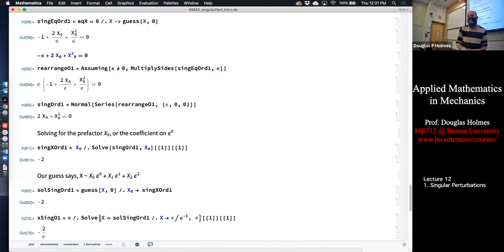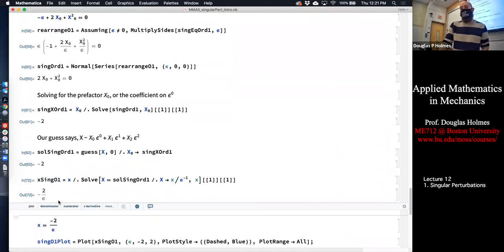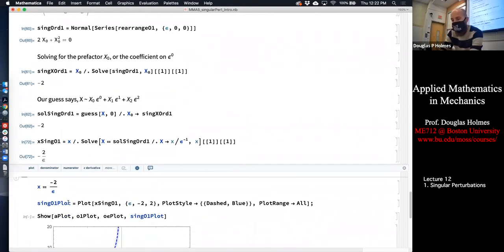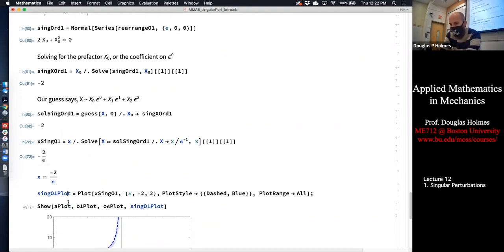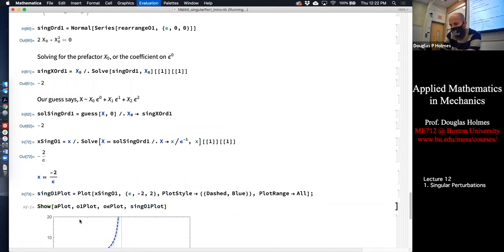And so at lowest order, our singular solution looks like -2 over epsilon. That's a way of saying that one of our roots was a half, and the other of our roots was actually -2 over epsilon. So let's look at what happens here. Let's plot this. Let's show our plots.